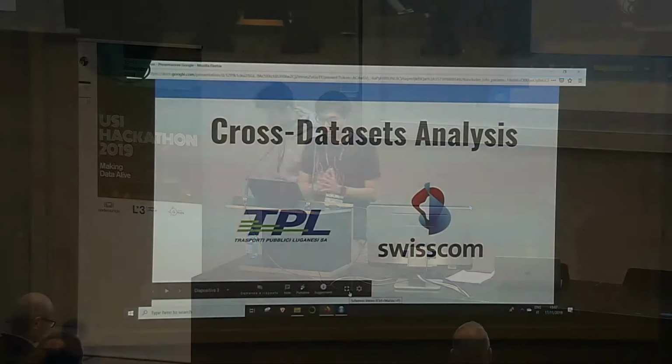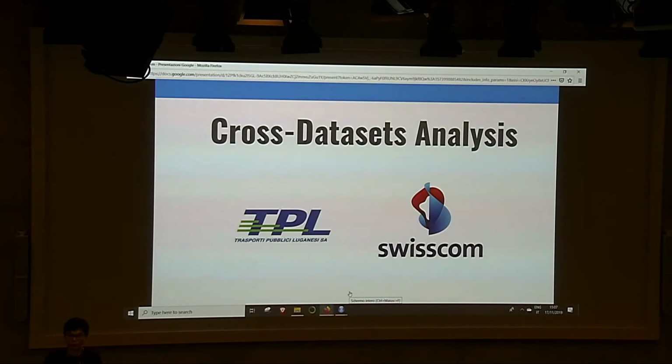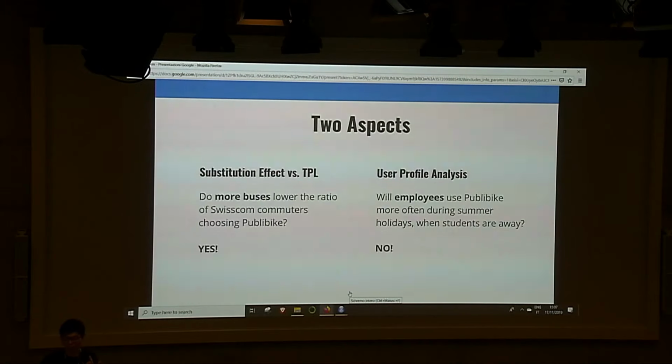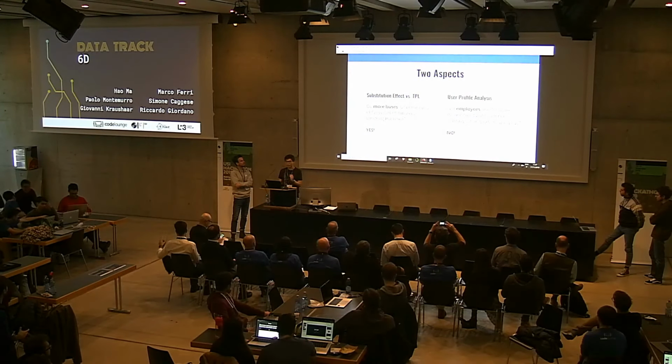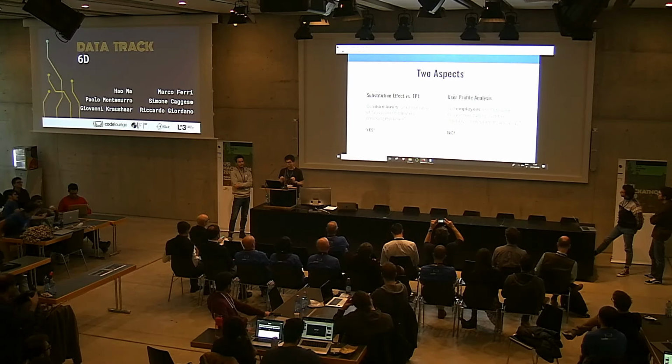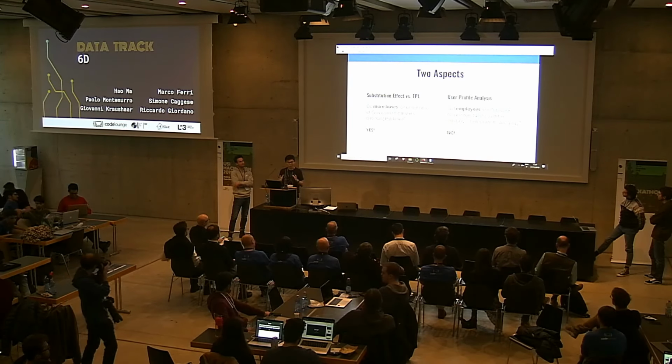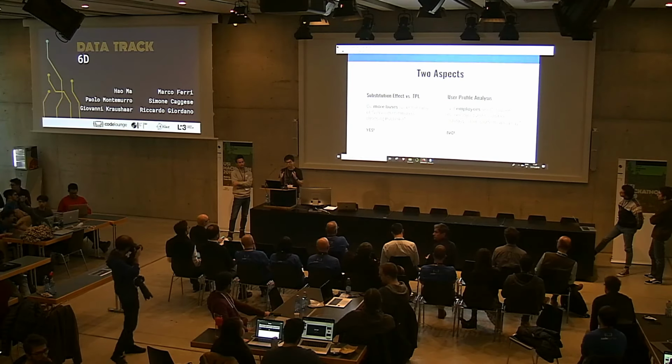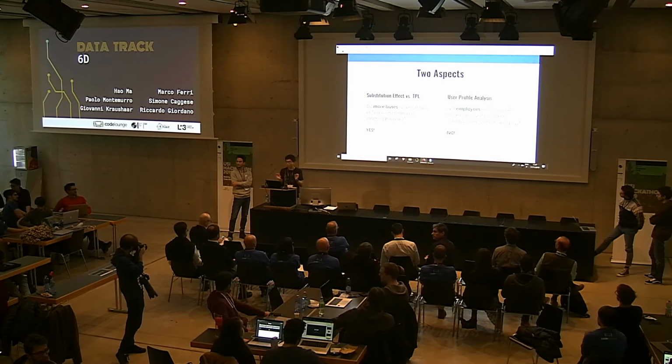So based on our findings at hand, we want to explore the correlation, the different linkages between public bike and other data sets. So we merge with bus data and also the number of commuters at each time. We're basically looking at 2 aspects. The first aspect is about the substitution effect between the buses and public bikes, meaning that if you want to go to work, you can choose to ride a bike or to take a bus. And basically, we find that when there are more buses, they will lower the ratio of Swisscom commuters choosing public bike, which is very reasonable, right?